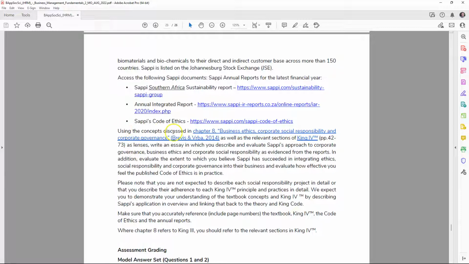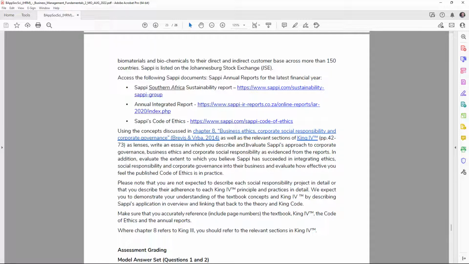And then what you need to do is, using a concept discussed in Chapter 8, Business Ethics, Corporate Responsibility and Corporate Governance, of the textbook, as well as the relevant sections of King 4, pages 42 to 73, as lenses, write an essay in which you describe and evaluate SAPI's approach to corporate governance, business ethics and corporate social responsibility as evidenced from the report. So just be specific, don't oversimplify.